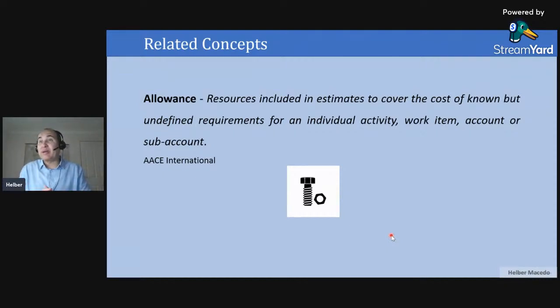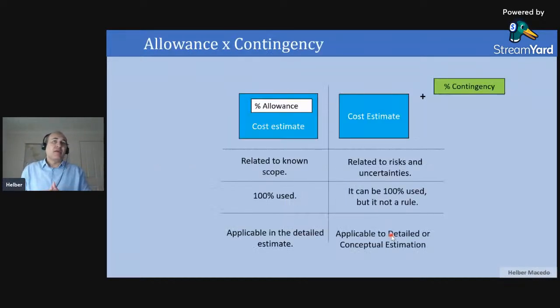type of estimation. So here we try to show the difference between allowance and contingency. Okay, on the left side we will see allowance, and here on the right contingency. So first, allowance. When I'm building my cost estimation, I will include this percentile to cover this material that I know, but I don't want to quantify, so I don't want to measure. So I will apply a percentile here.